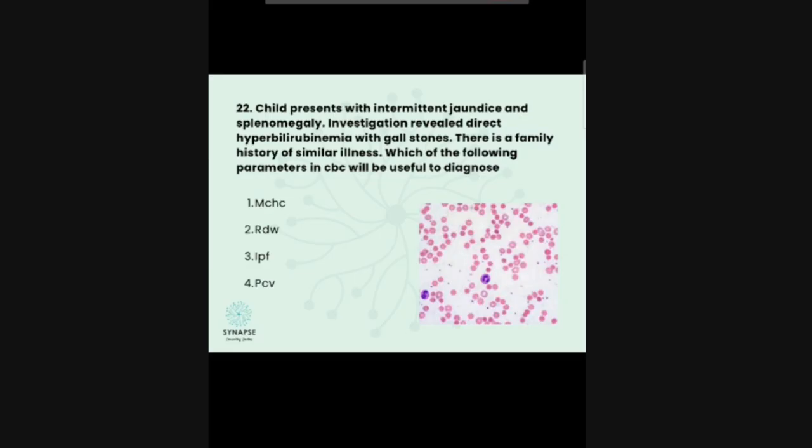Next, a child presents with intermittent jaundice and splenomegaly. Investigation revealed direct hyperbilirubinemia with gallstones. There is a family history of similar illness. Which of the following parameters in CBC will be useful to diagnose?